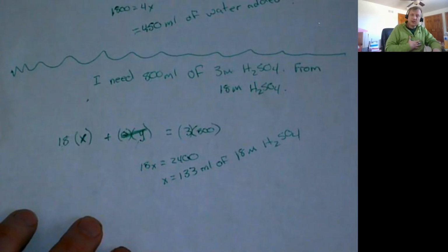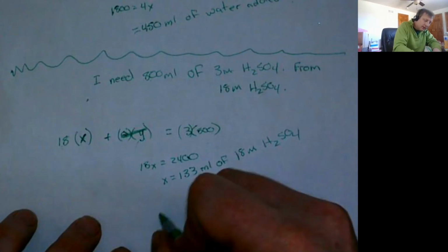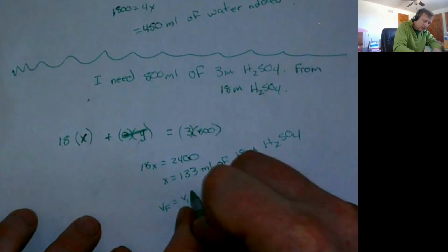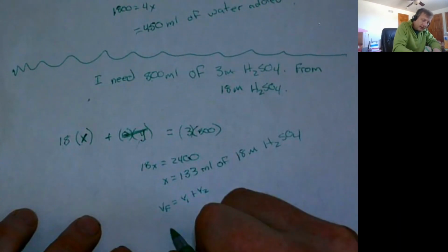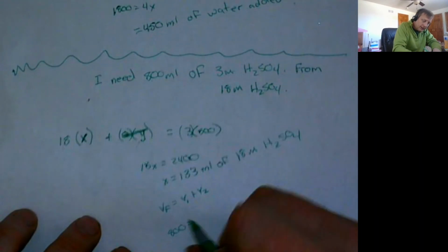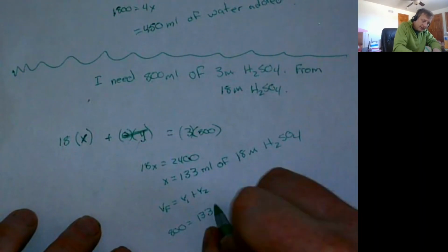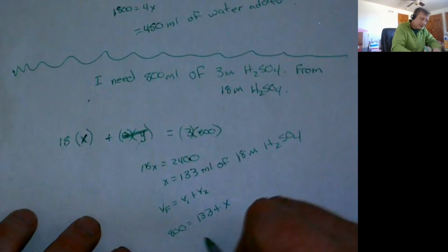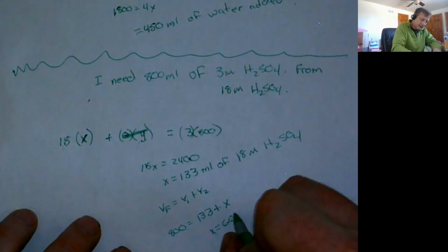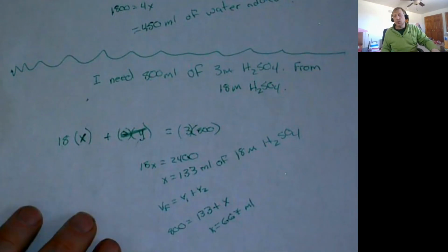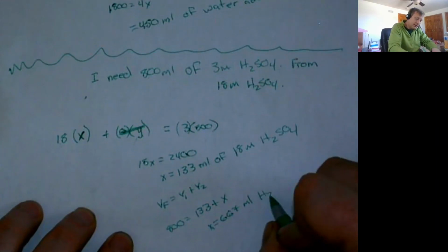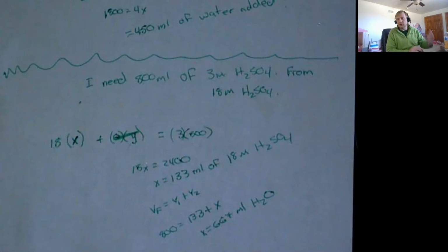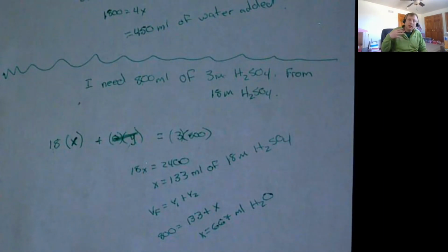But now I have one other question I could ask, which is, well, how much water do I need? Very simple. If we go back to that, our final volume equals our first one plus our second one. Well, I have 800 to end up with. I need 133 of acid, and then I have to solve for how much water. And so this would be 667 milliliters of water is what I would need to add. So if I wanted to make this out of my reagent bottle, I'd use 133 milliliters of acid. I'd use 667 milliliters of water.